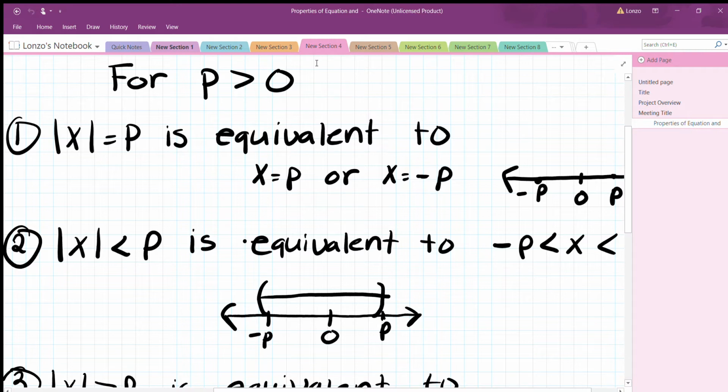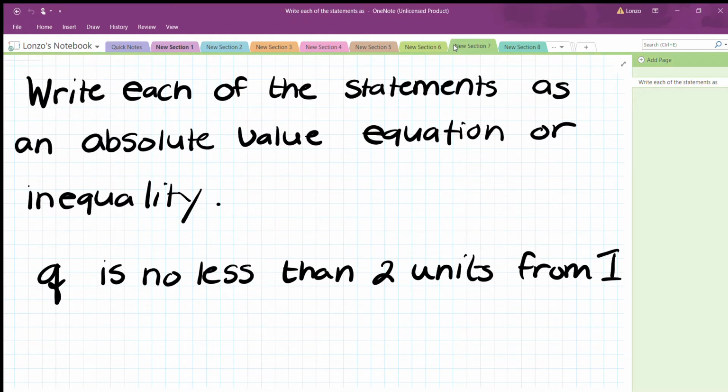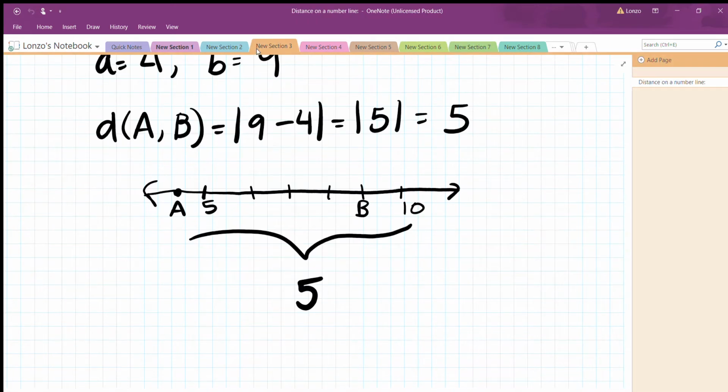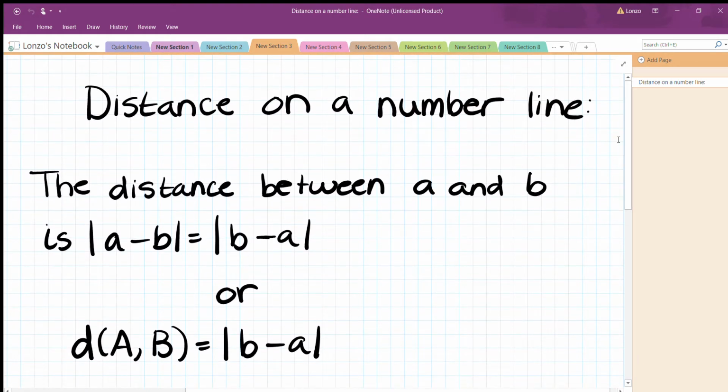Okay, so I think we could actually start doing problems. Wait, did I go over... before we do any more problems, let's go over the distance on the number line.